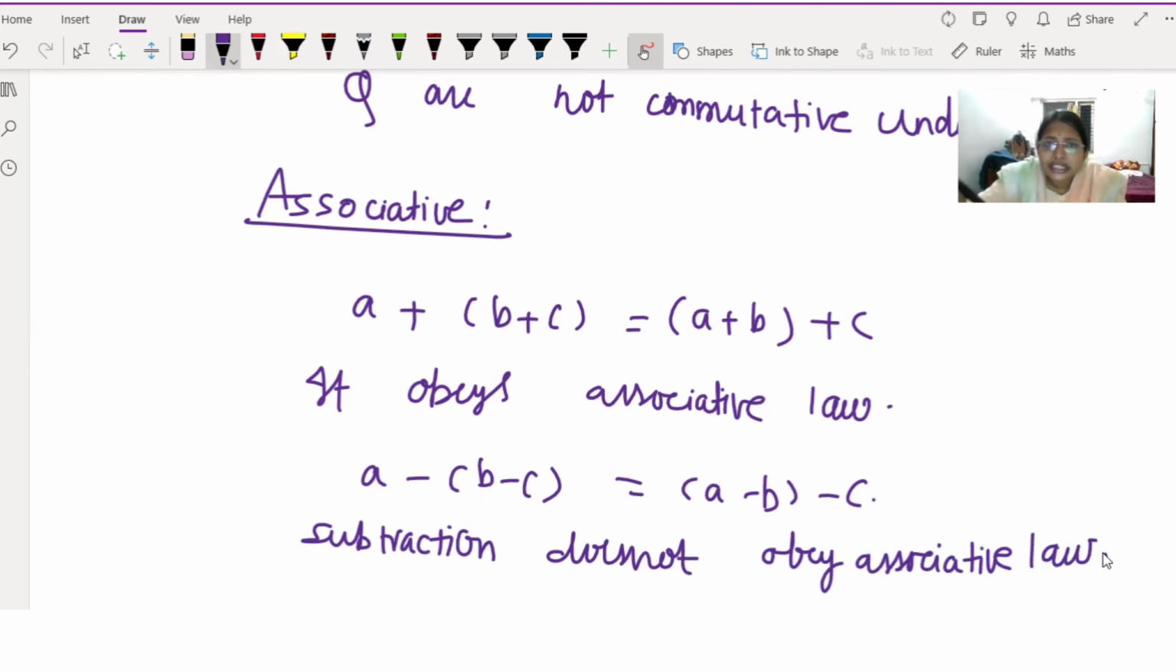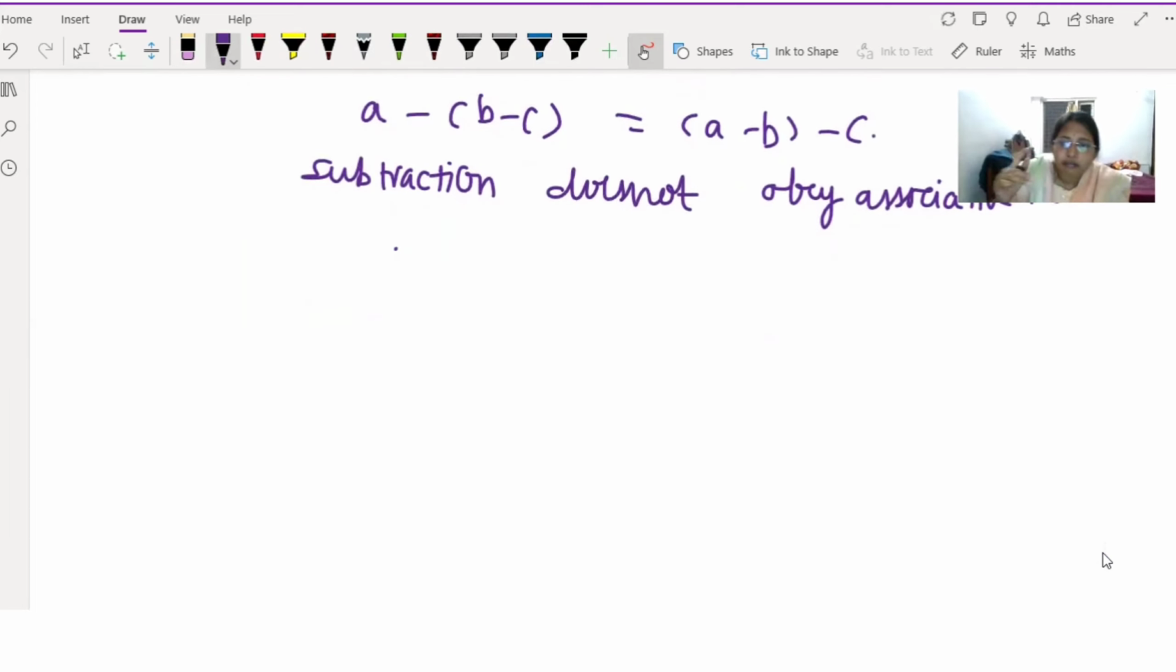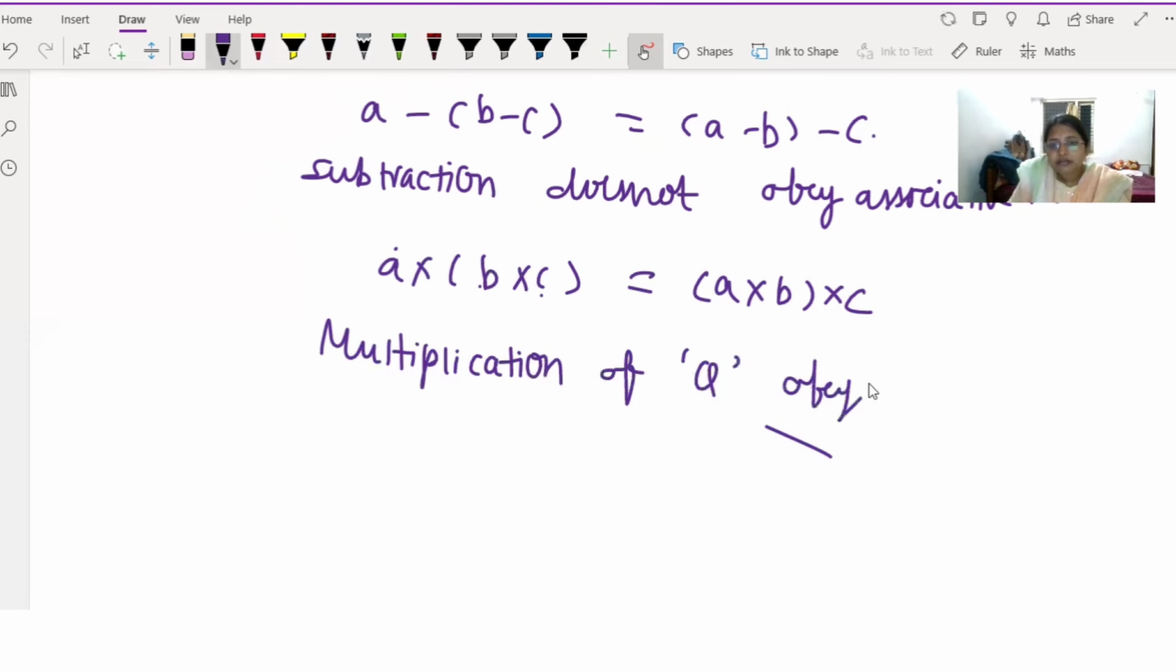As multiplication obeys commutative law, it obeys associative law also. It means we can multiply the numbers in any order to get the answer in a simpler way based on the question. So multiplying B and C, then multiplying the answer by A, is similar to multiplying A and B, then multiplying the answer with C. So multiplication obeys the associative law of rational numbers.